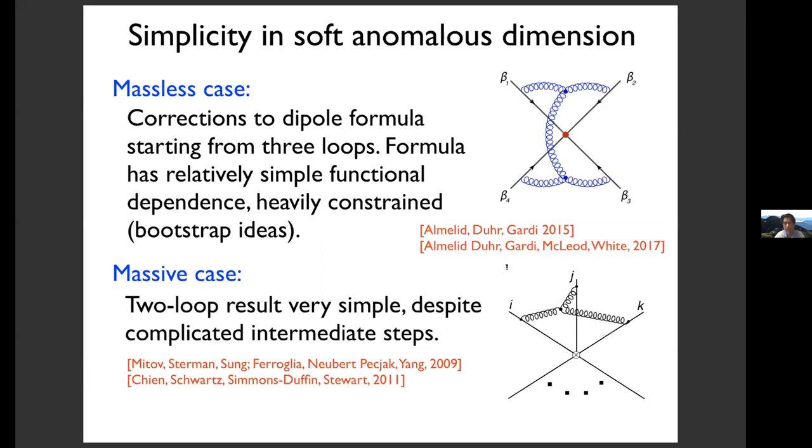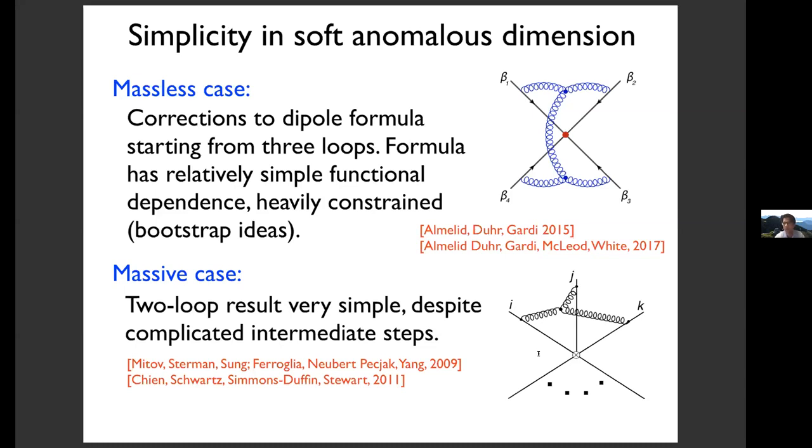Now, much less is known in the massive case. So there basically we're at the 2-loop order, and there it turns out you have terms which go beyond dipoles also at 2 loops. Here's a representative diagram connecting 3 particles. And what's quite interesting to me here is that the calculation of even just this diagram is very complicated. But at the end of the day, the result is again relatively simple. You get some logarithms, some dilogarithms. There's some part of it that factorizes.